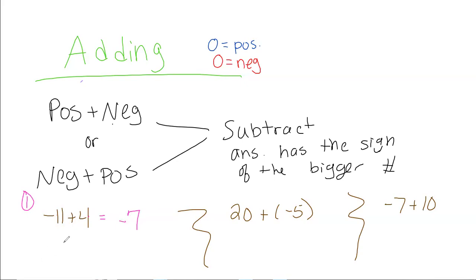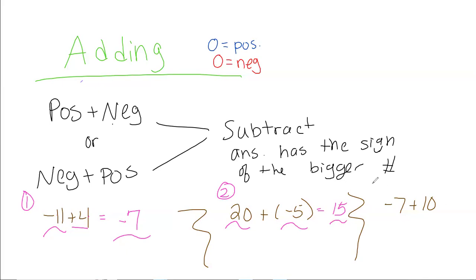Again, you can kind of pretend this is money. You owe me 11, you give me 4, you still owe me 7. Okay, coming to example 2 in the middle. 20 plus negative 5. One's positive, one's negative. We really subtract, so do 20 minus 5. Okay, that's 15. Which one's bigger? The 20, and he's positive, so leave the answer positive. Pretending it's money, you have 20, you spend 5, you'd still have 15.